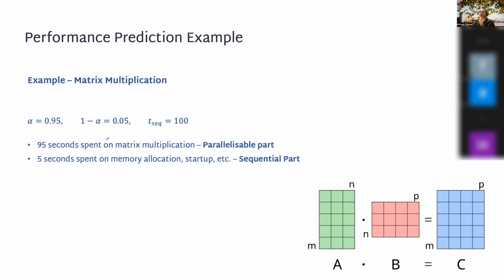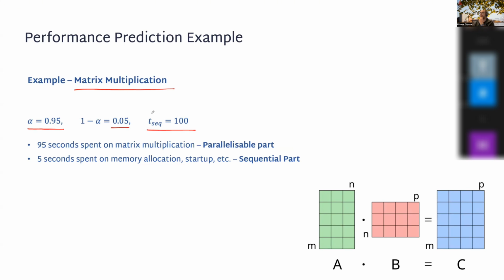Let's have a quick example and compare Gustafson's prediction with Amdahl's prediction. In other words, we want to evaluate the strong scalability and the weak scalability. Assume we have a matrix multiplication algorithm, and in this algorithm 90% of the work can be done in parallel and 5% of the work can be done sequentially.